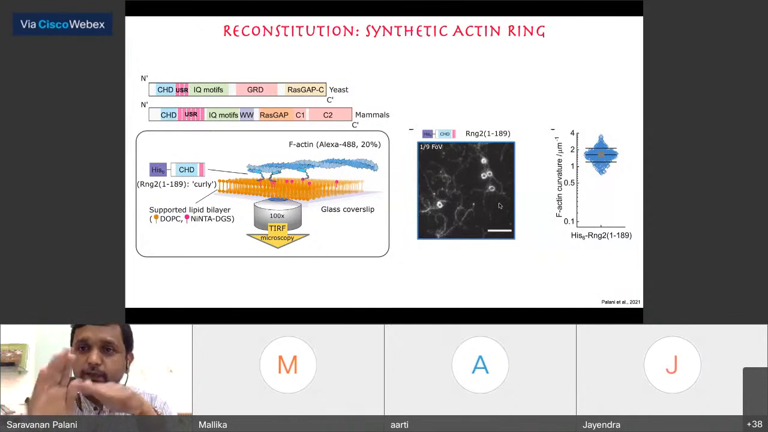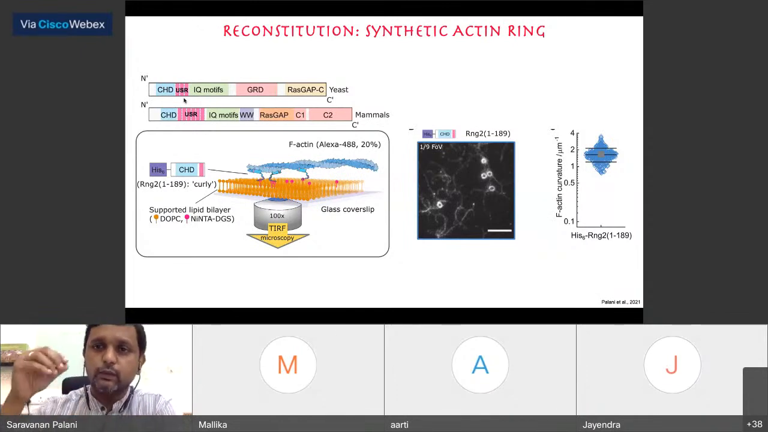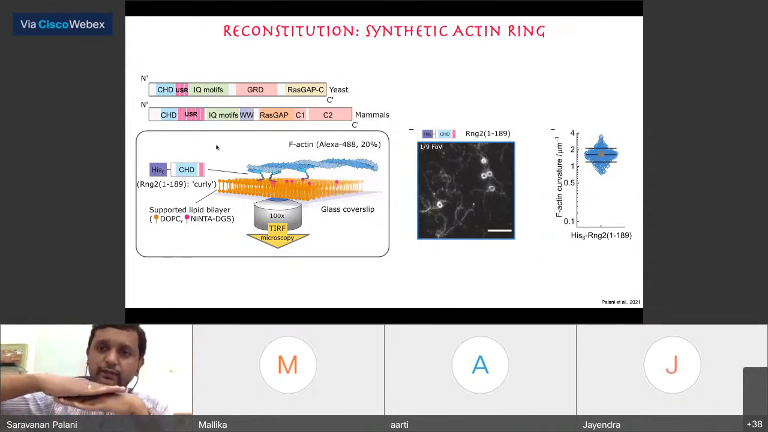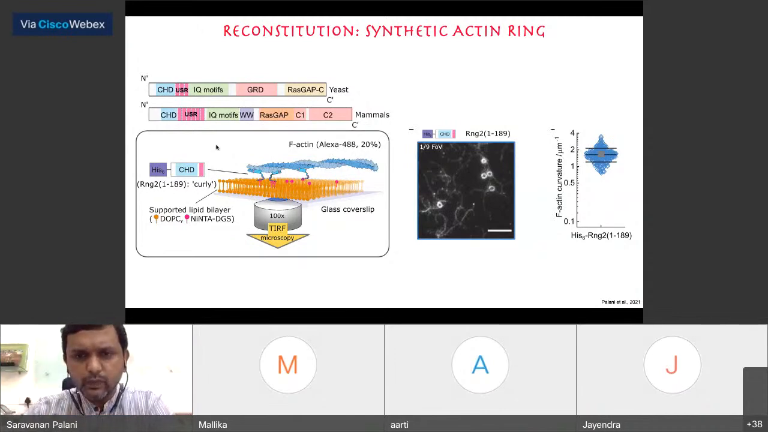So on the supported bilayer, we put this particular domain, the 190 amino acids, and then we add pre-made actin filaments. The actin filaments come and attach to this protein, and this protein makes the filament curl and form a ring-like structure.